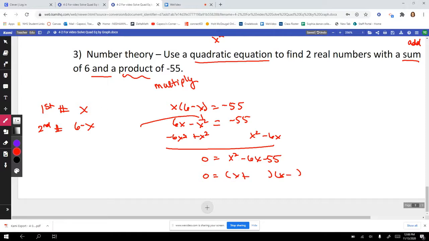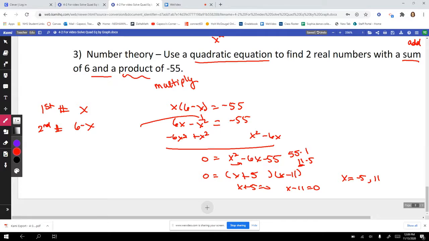I know I have a plus and a minus. Factors of 55 are 55 and 1, or 11 and 5. So when I subtract, I get 6. So my higher factor is 11. I need that attached to the negative sign since that's what I have there. And that's my 5. So I have x plus 5 is equal to 0, or x minus 11 is equal to 0. So x is either equal to negative 5 or 11.